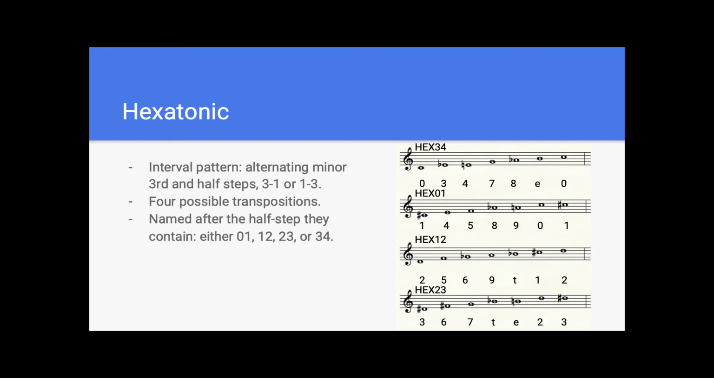With these 4 transpositions, the different collections are labeled 0-1, the one with C, C sharp, second from the top, 1-2, the one with C sharp, D underneath it, 2-3, the one with D, D sharp at the bottom of the slide, and 3-4 at the top, which has the E flat, E natural half step as its closest half step up from C. Let's sing these, starting with hexatonic 3-4 at the top.